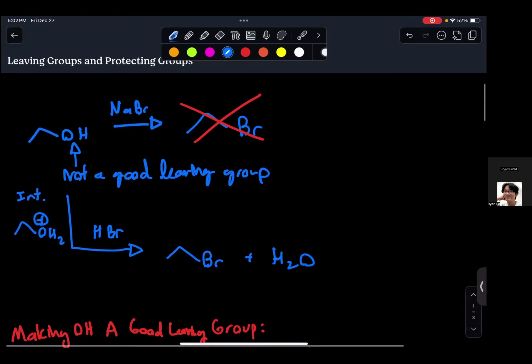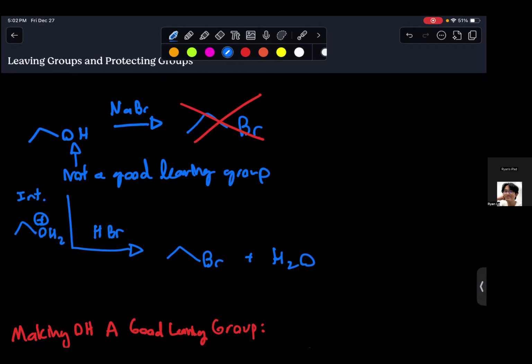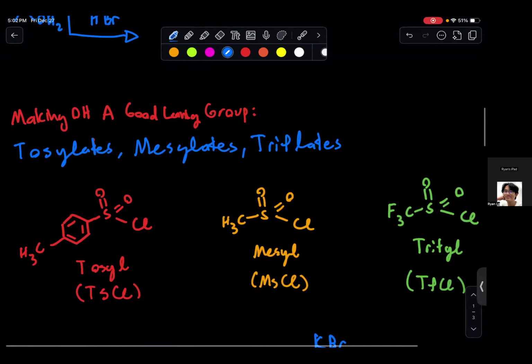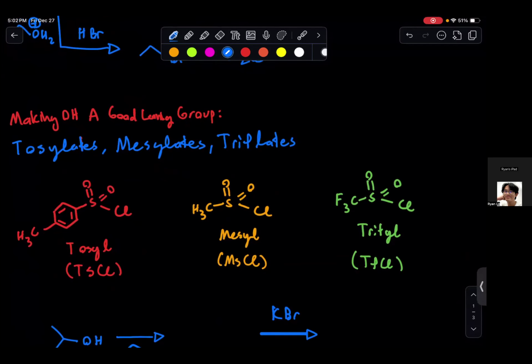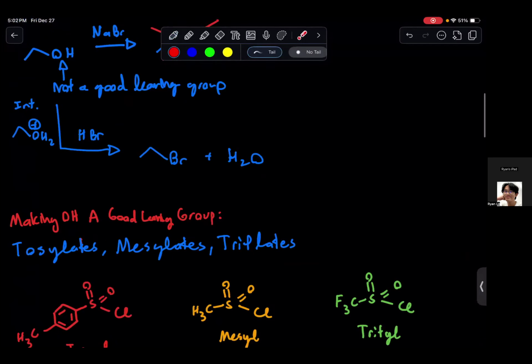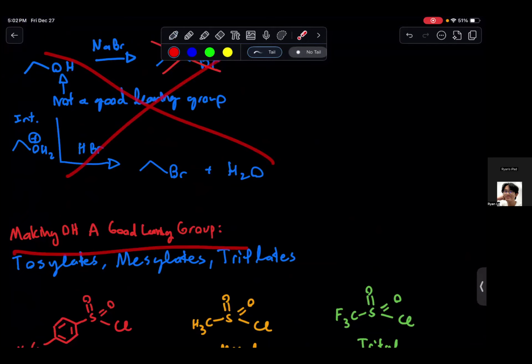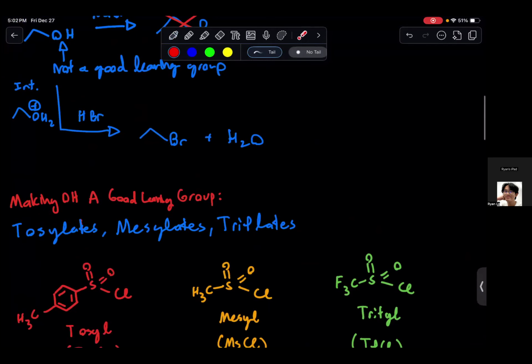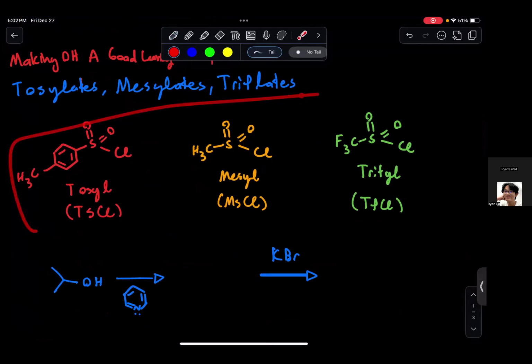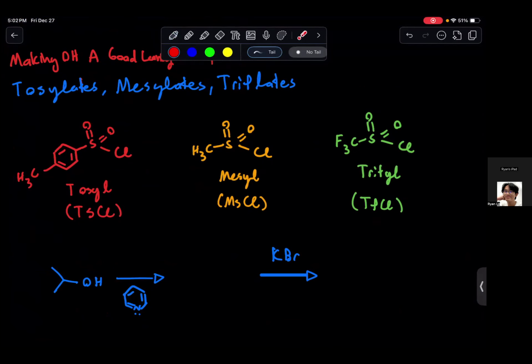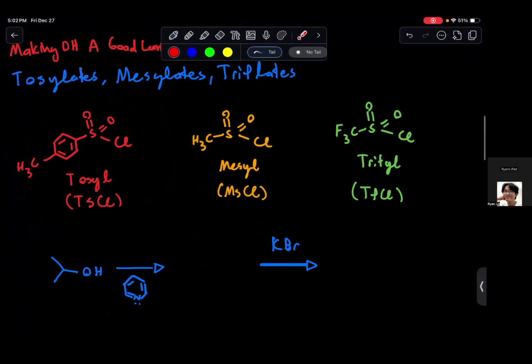Now, there are other ways that you can do it that are honestly more applicable in the world of chemistry, and that is with tosyls, mesylates, and triflates. The whole point is to alleviate this dilemma, to make OH a good leaving group. These are different types of leaving groups you can use: TsCl, mesyl, triflate. I have a preference for tosyl, but the logic is essentially the same.